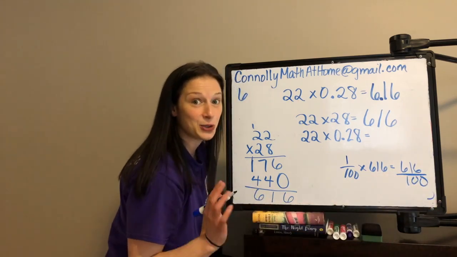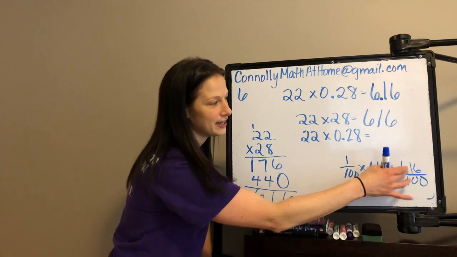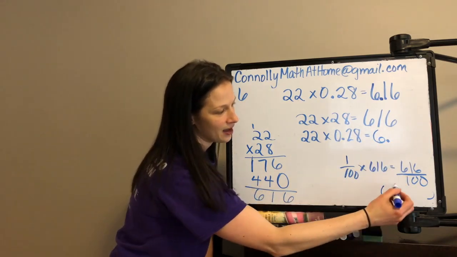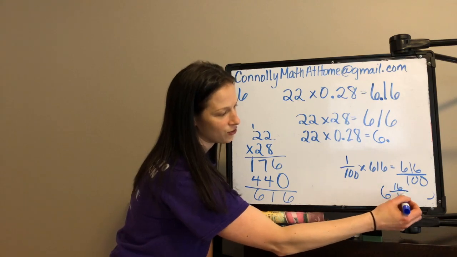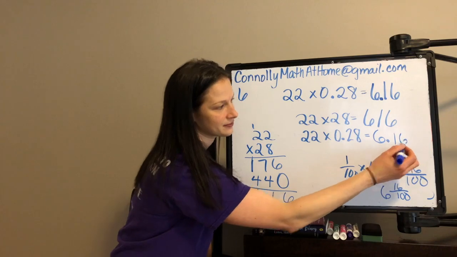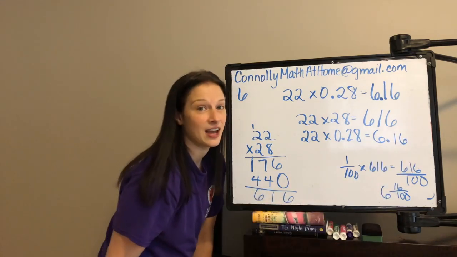We can think about it a lot of different ways, but I'm going to think about this as 616 hundredths. So how many full groups of 100 do we have? 6. How many hundredths are left over? 16 hundredths. And we can think about that.